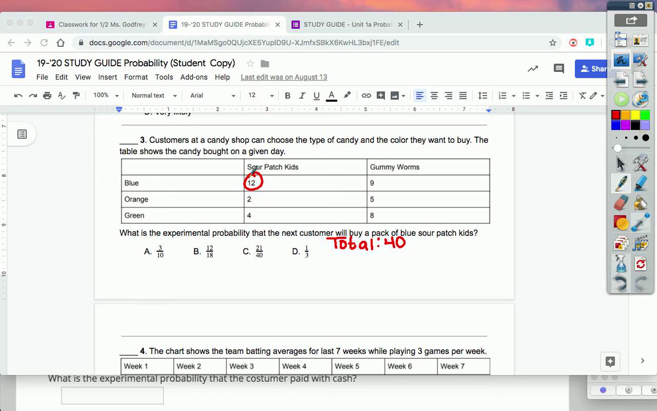So the probability of getting a blue Sour Patch Kids is 12 out of 40. Okay, this can be reduced by dividing by 4, which will give us 3 over 10. This is our answer, which is A. So the answer for number 3 is A. That's the work that you should have shown.